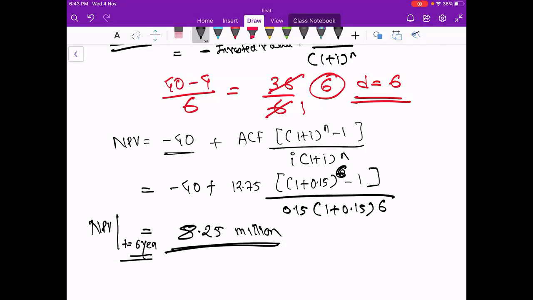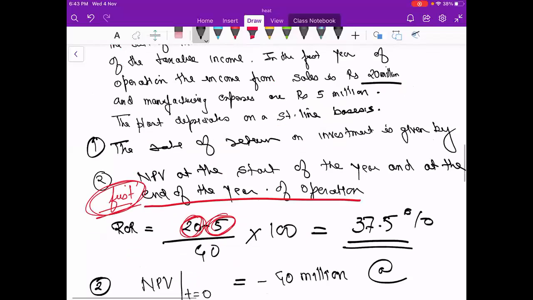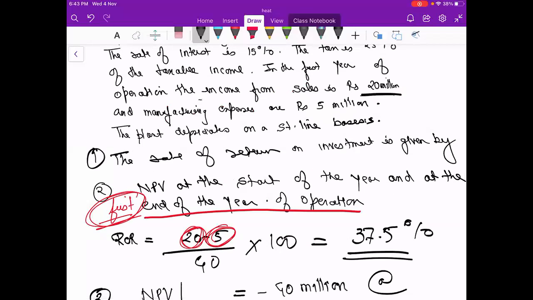Samitva, sir, why is profit 20 and expenses 5? It is given in the question. Read the question. See, the income from sale is 20 million and the manufacturing expenses are 5 million. They have mentioned it in the question.